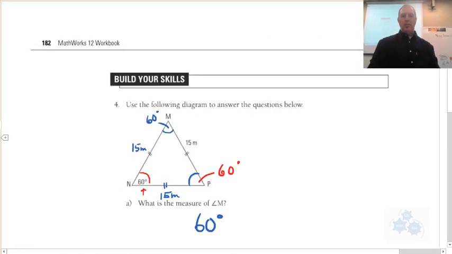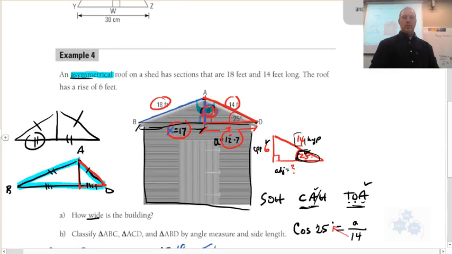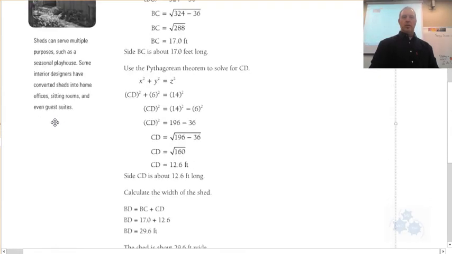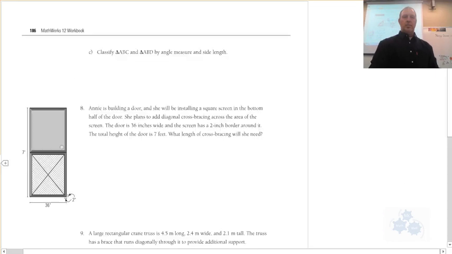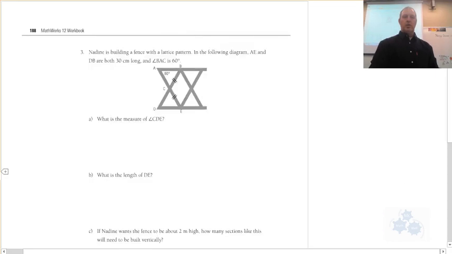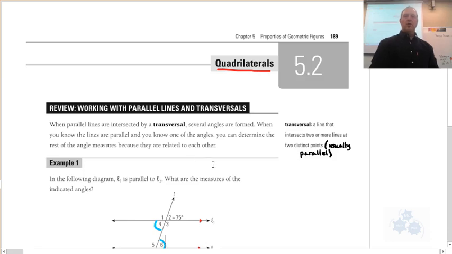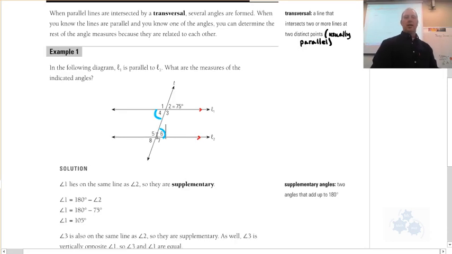All right, so moving on here. Part 2: we did some more work with solving triangles and that sort of thing. These were some questions that you had worked on. 5.2, this is when we talked about transversals. A transversal is a line that cuts two other lines, and if those two lines are parallel, we have some really special relationships, right?